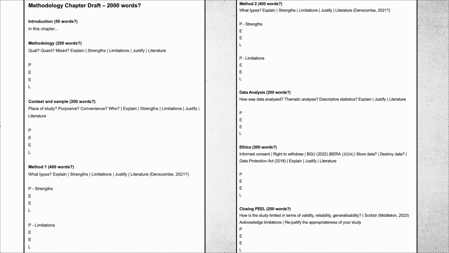For example, if you've used a quant method, you might want to mitigate the limitations by adding in a qual method. Hence, method 2, strengths and limitations. I'm not saying that you do need to use two methods, but it's a good way to kind of balance it. Data analysis. How did you analyse your data?